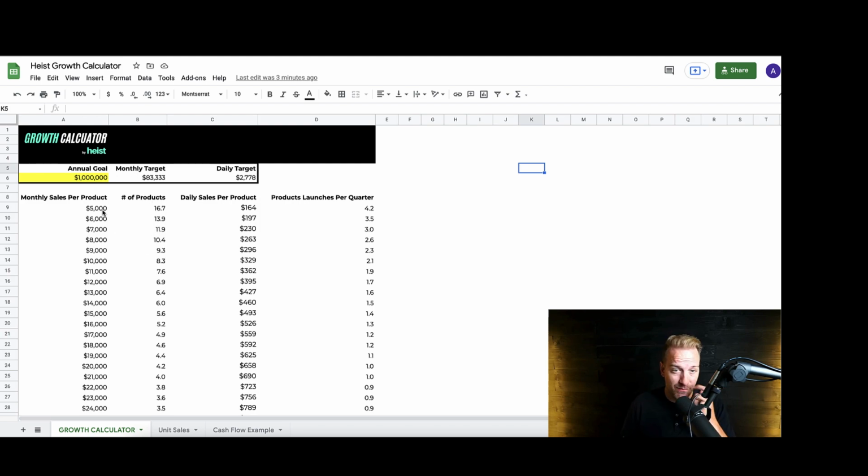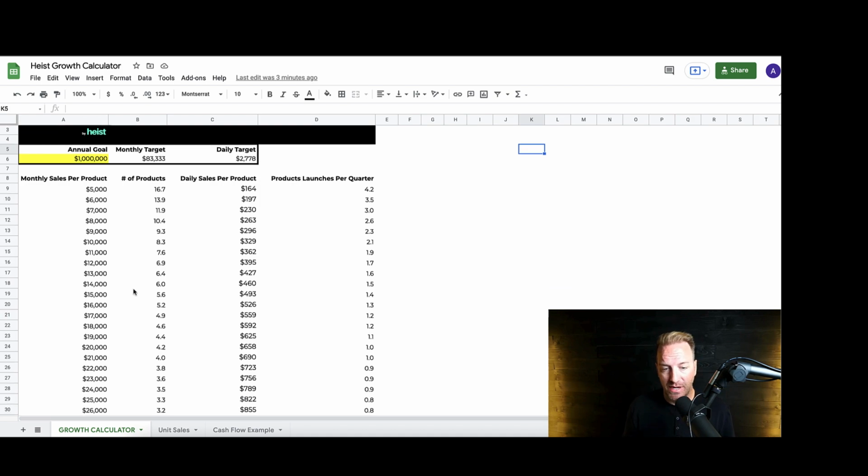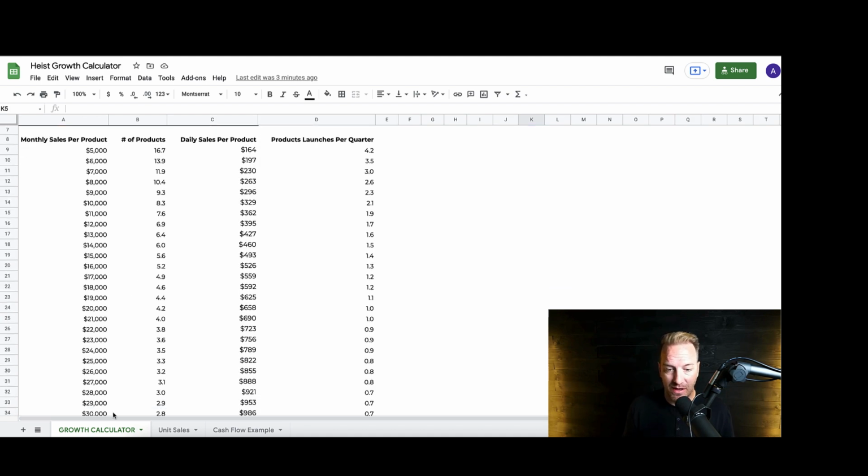So said another way, if you wanted to run at $5,000 monthly sales per product levels, which is a little bit more on the low end, less competitive, you would basically need to have 16.7 products generating 164 sales per day, and you'd have to launch about 4 of those a quarter to hit this product level in a year. If you wanted to go down here to the bottom and look at, say, a $30,000 price point level, you need 2.8 products doing $986 a day, and you need to launch about 1.7 per quarter.